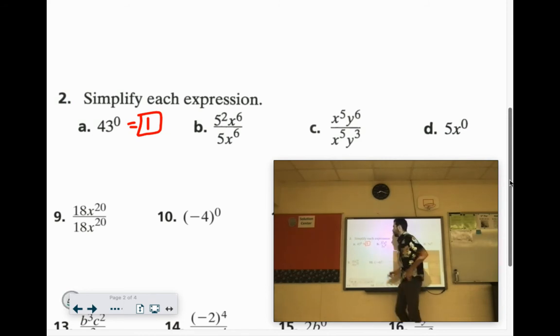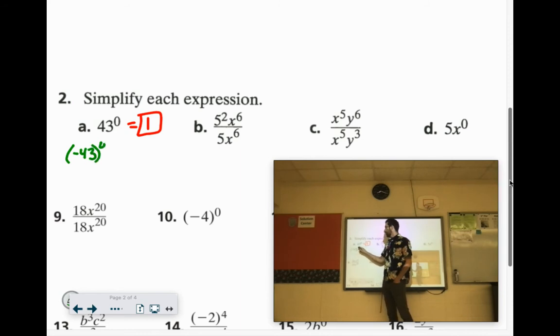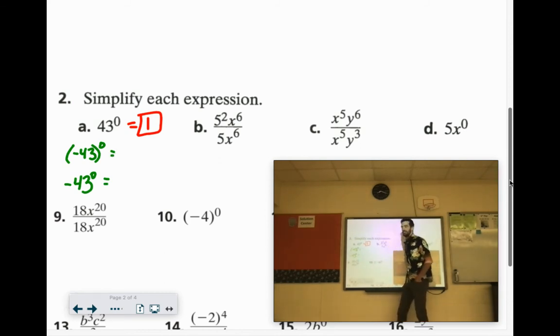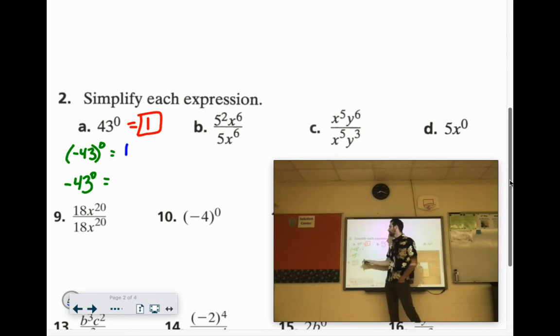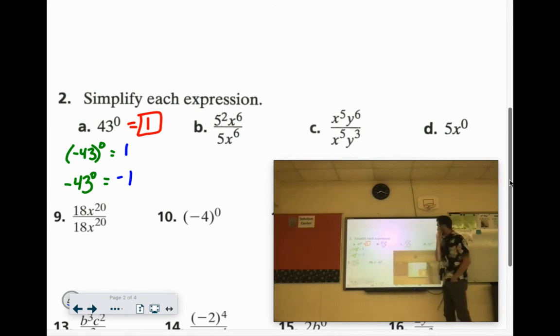I do want to say this, though. There is a difference between, kind of like with the exponents, these will give you 2 different answers. If it's in parentheses and it's to the 0 power, it's going to come out to 1. If it's not in parentheses, we're talking negative numbers. If it's negative, not in parentheses, it's like saying the opposite of 1. So negative 1. If it's in parentheses to the 0 power, positive. If it's not in parentheses and it's negative to the 0 power, negative 1. Just be careful of that.